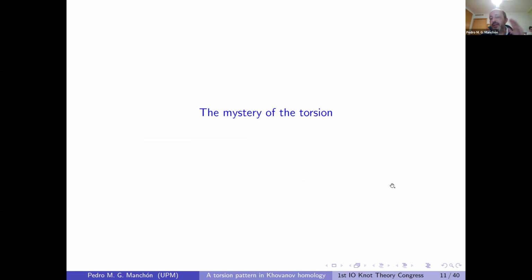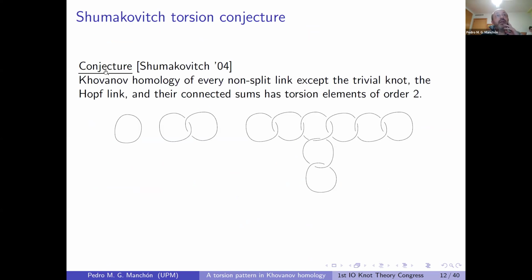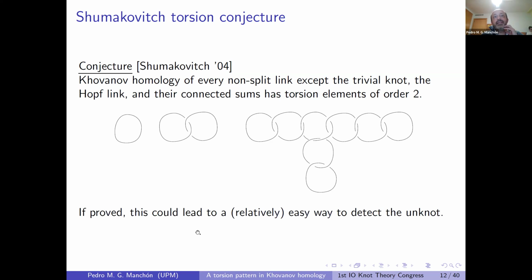Now I will survey some results about torsion. I start with a conjecture by Shumakovich. Khovanov homology of every non-split link except the trivial knot, the Hopf link, or a connected sum of Hopf links has torsion elements of order 2. Note that if this were true, then we would have another proof of the fact that Khovanov homology detects the unknot.